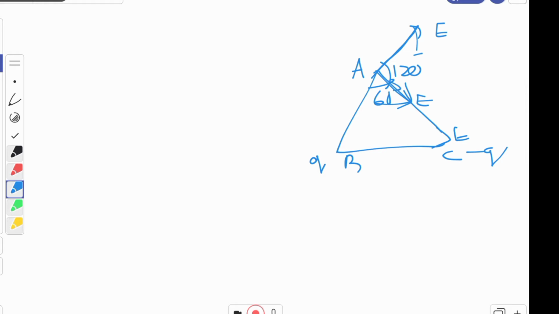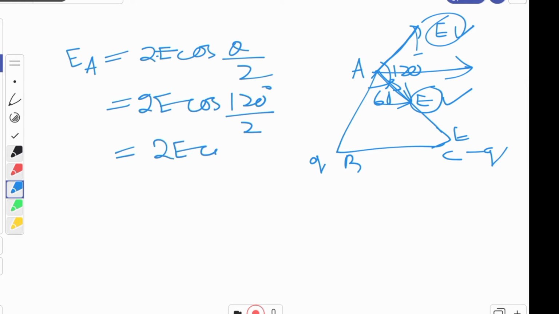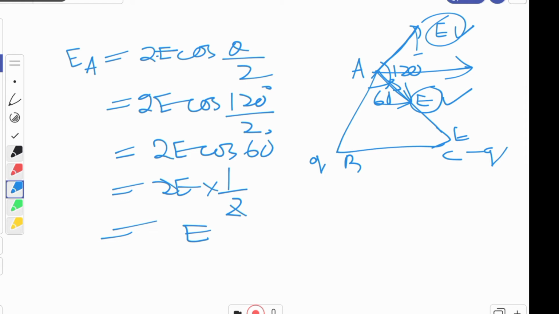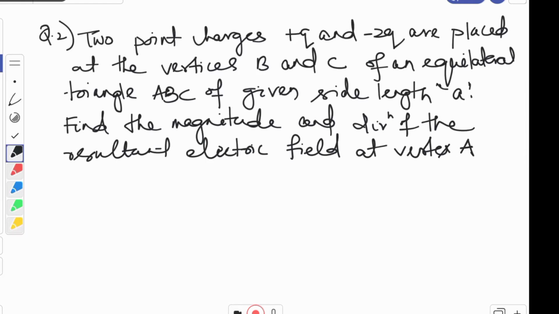So as per the formula, now both the vectors are having same value E and E. The resultant EA will be how much as per the formula? 2E cos theta by 2. So 2E cos theta by 2 means 2E cos 120 by 2. So 120 by 2 means 2E cos 60. So what is cos 60 value? Cos 60 is nothing but half, 2E into half. So now see, again we got E with this. Clear, children? Okay. So now we'll move to the next question.